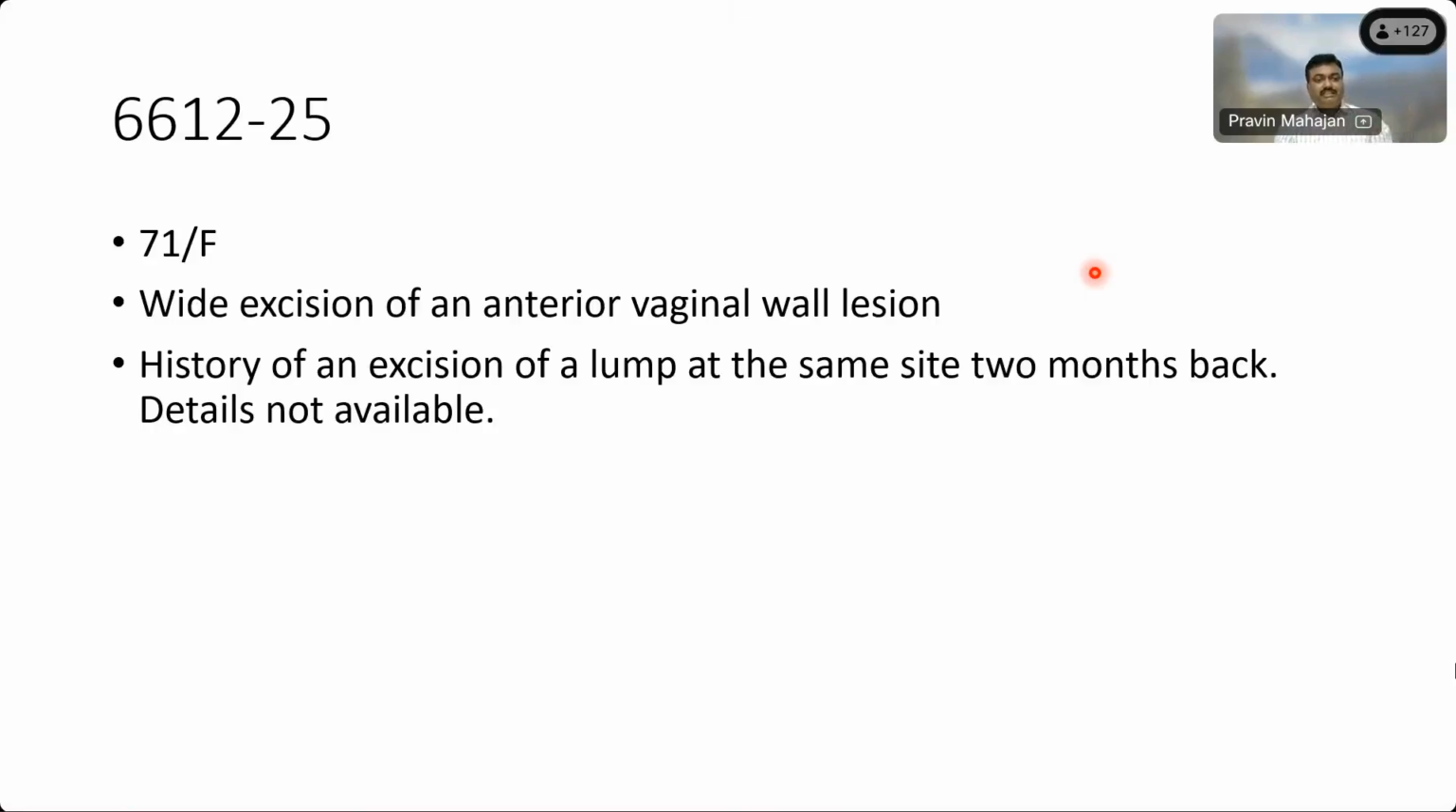Anyway, this case is a 71-year-old female, and this lesion is from the anterior vaginal wall. There was a significant history that some lump was removed from the same site 2 months back, and details were not available. As usual, sometimes gynecologists throw it away without bothering. They think it must be a cyst or something, and probably that's what happened, because I tried to ask them, and they say there are no details, and that we don't have histopathology. It does happen, which is sad, but that has happened in this case.